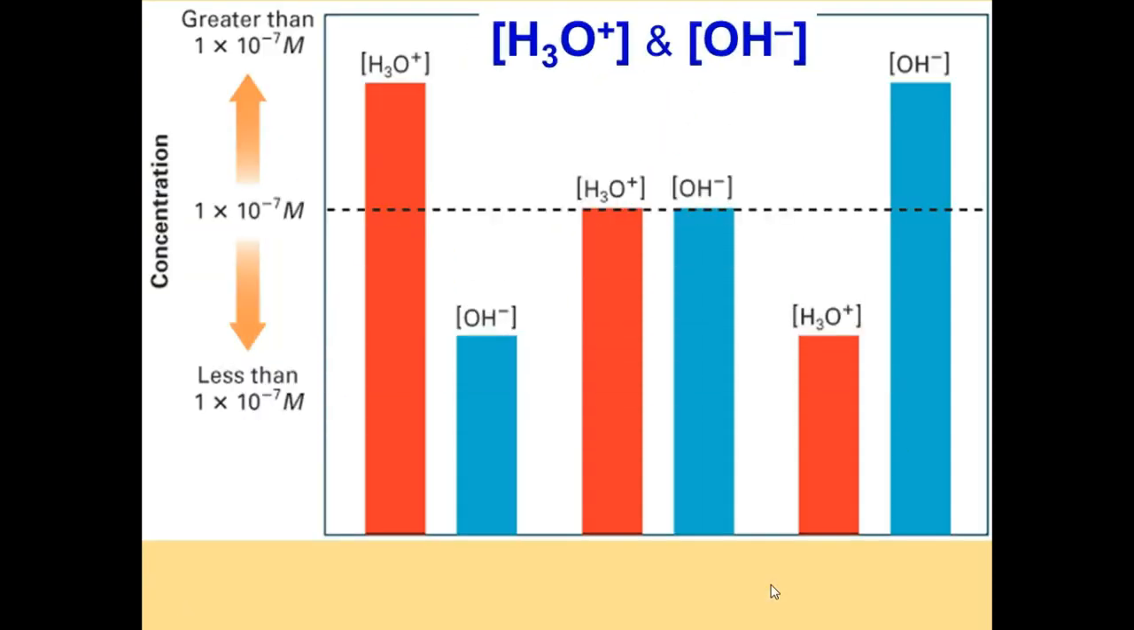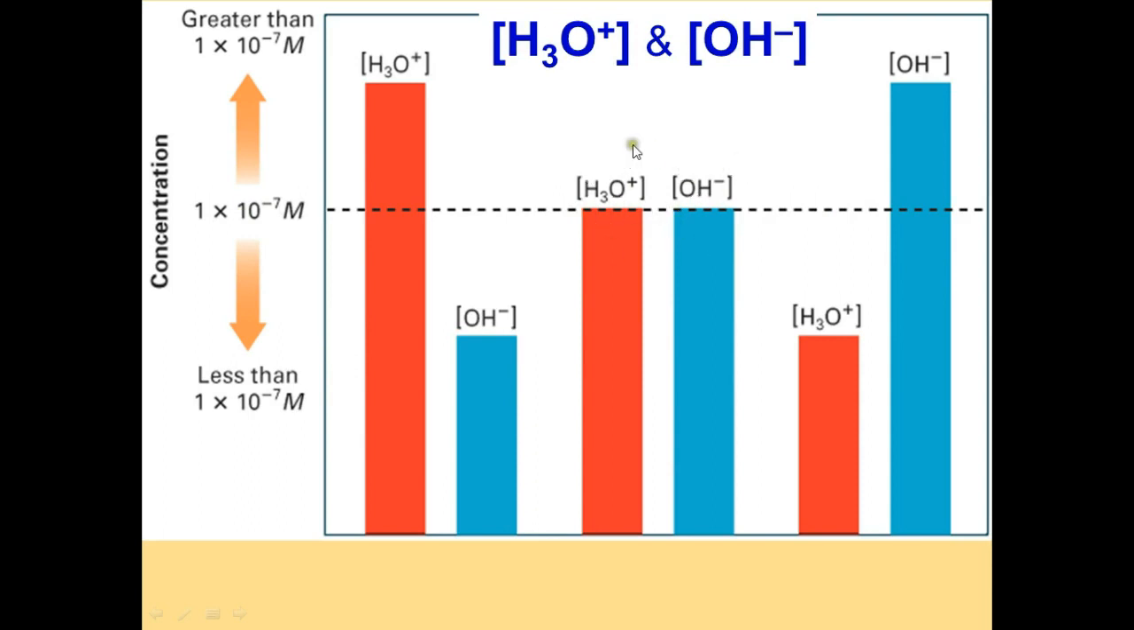Now we have a chart showing H3O plus and OH minus concentration. Here we talk about auto-ionization of water. Water is always forming these two ions, and they're always equal. So they're always at 1 times 10 to the negative 7th concentration. So we have water here.